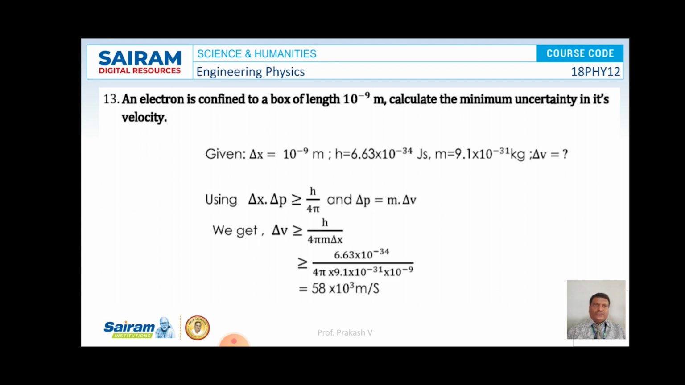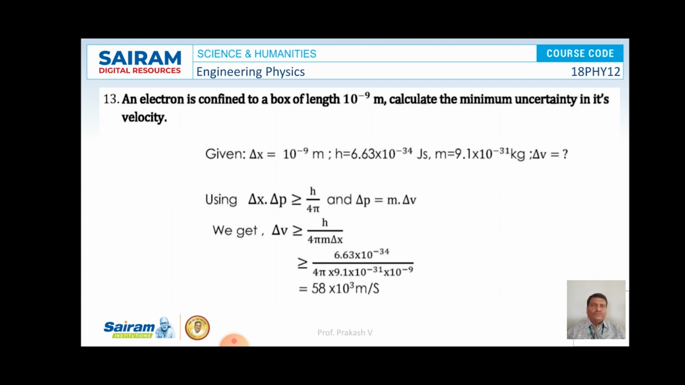An electron is confined to a box of length 10^-9 meter. Calculate the minimum uncertainty in its velocity. So the uncertainty in the position delta x is 10^-9 meter. Planck's constant is given as 6.63 x 10^-34 joule second and mass of the electron is given as 9.1 x 10^-31 kg. So what is the uncertainty in the velocity? What is delta v here?